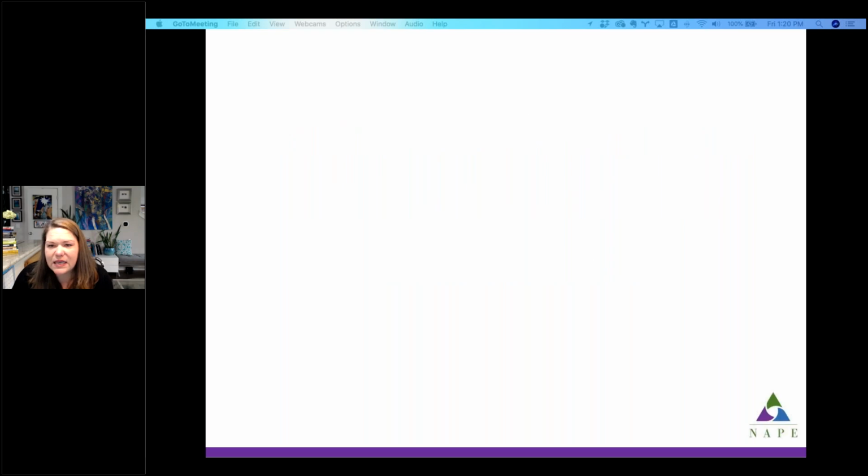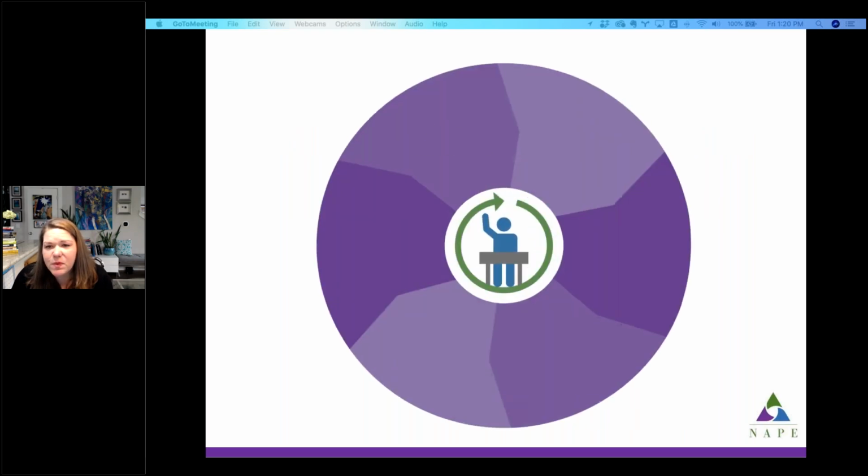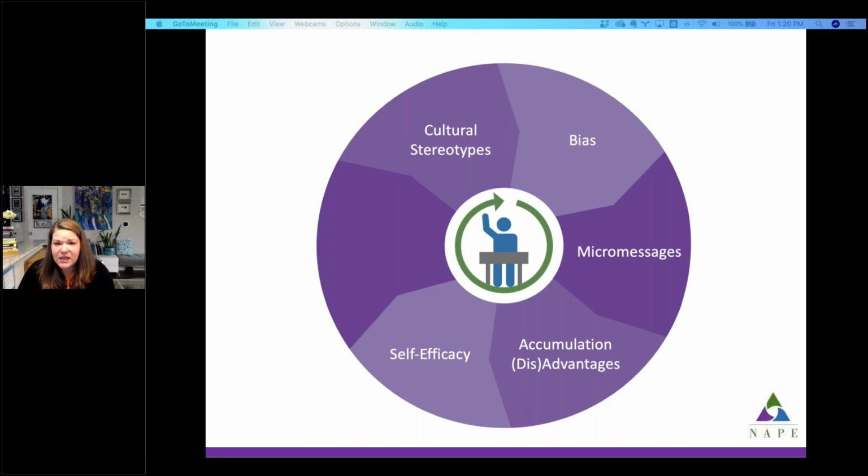And so drawing this back in, so we've got the stereotypes, the bias, the micro messages, and they manifest and accumulate in different ways. It affects student self-efficacy. And that, again, that self-efficacy drives behavior, right? It's the root of motivation.